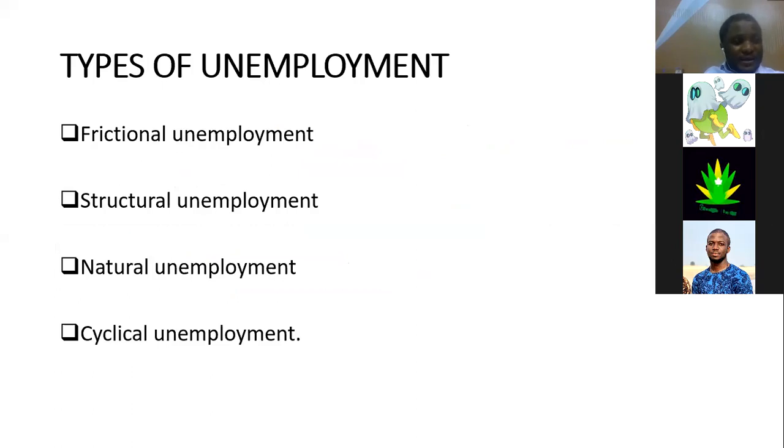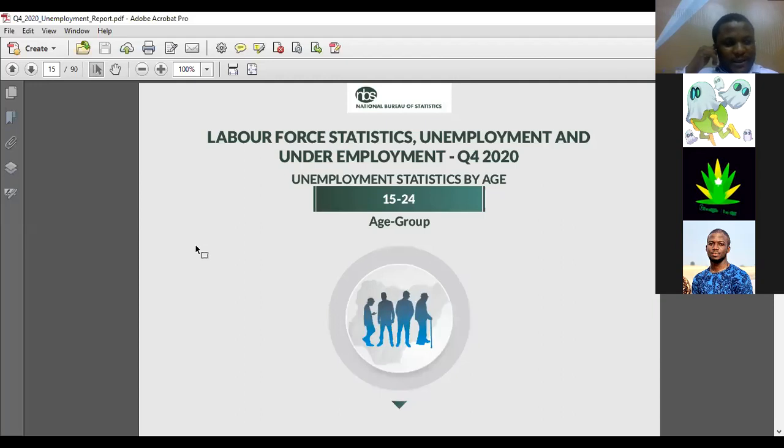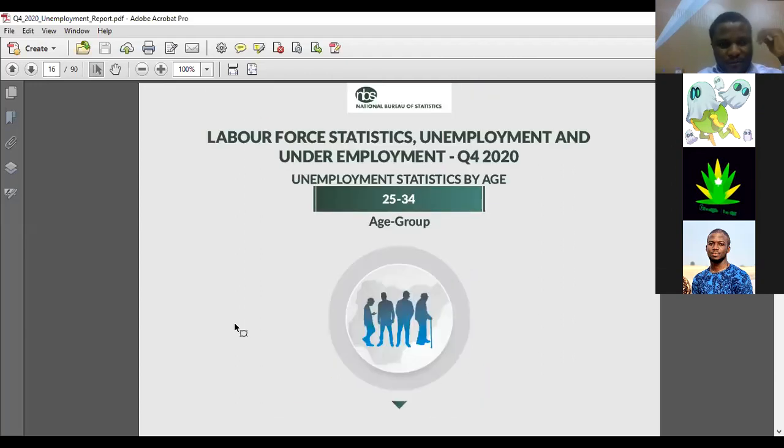Okay? Types of unemployment. Before that, let me also show you the unemployment statistics for Nigeria. All right, for Nigeria at the fourth quarter 2020, you can see that displayed on your screen. The fourth quarter 2020, you can see displayed on your screen the unemployment for Nigeria. Okay, so you can see within the ages of 15 to 24, within the people of ages of 15 to 24. All right.